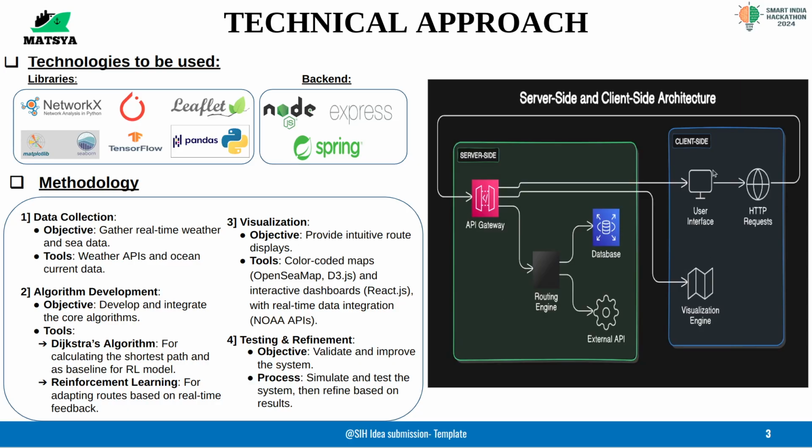Now, this is the server side and client side architecture. You can see on the client side there is only the user interface. There will be HTTP requests that will be sent to the API gateway. Then we have the visualizations, and on the server side there will be a database which will also hold the cache of the currently running program for memory optimization. And then we have the API gateways.